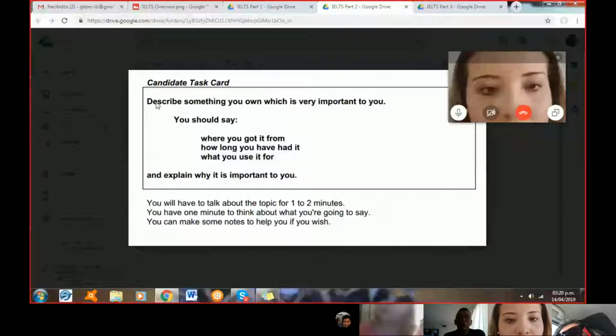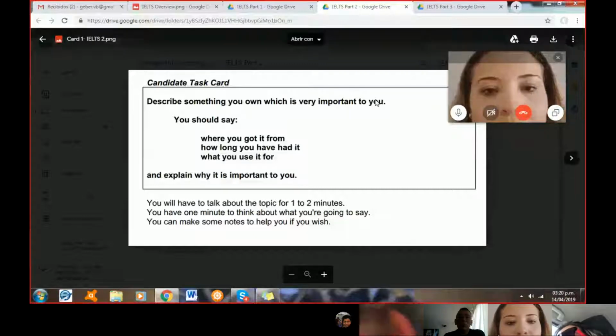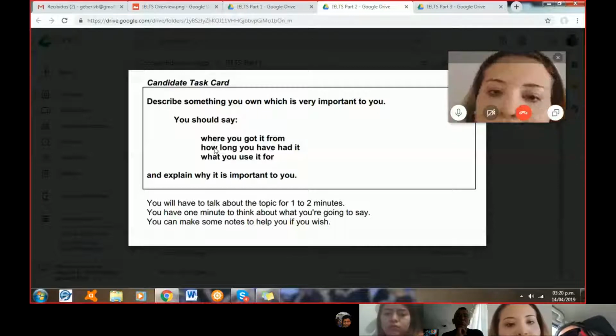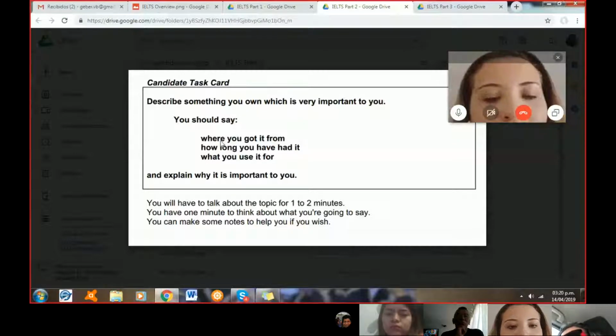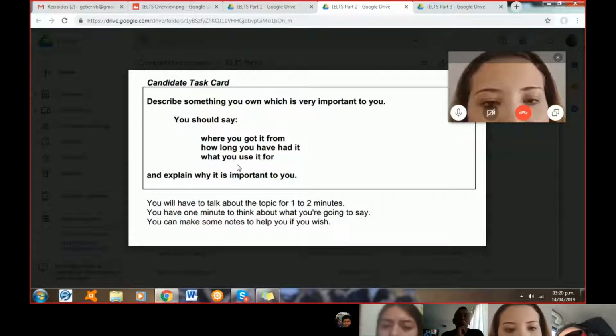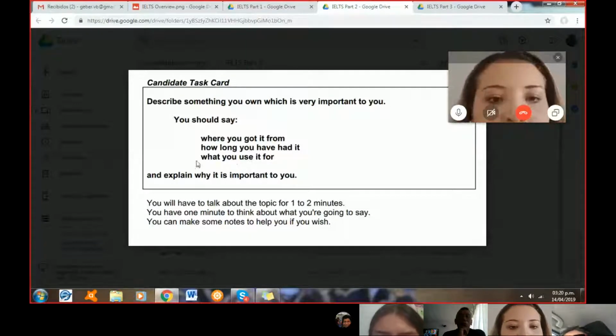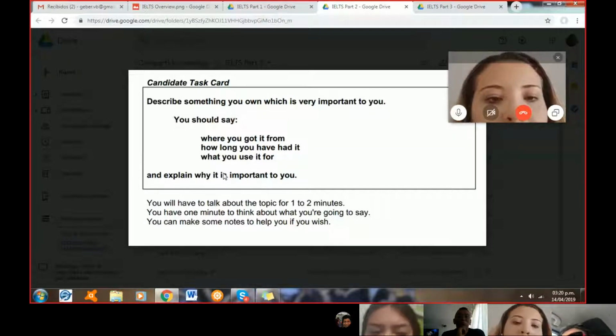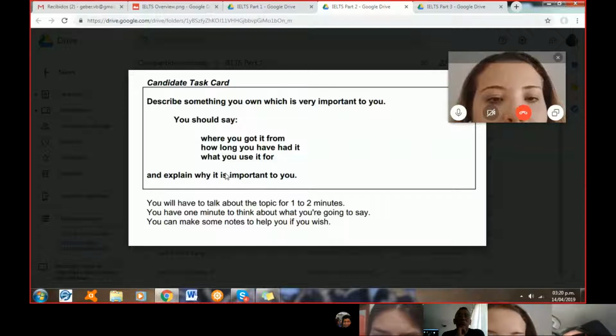So it says something like this: describe something you own which is very important to you, and then you should say where you got it from, how long you have had it, and what you use it for. Those are like the WH questions there. Then it says, and explain why it is important to you. I mean, that will be 2 minutes.